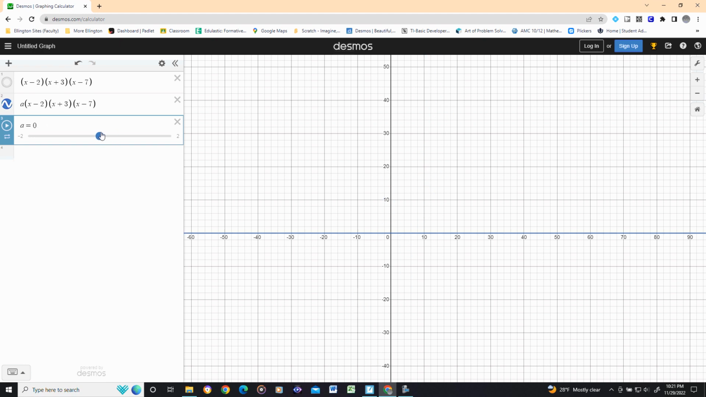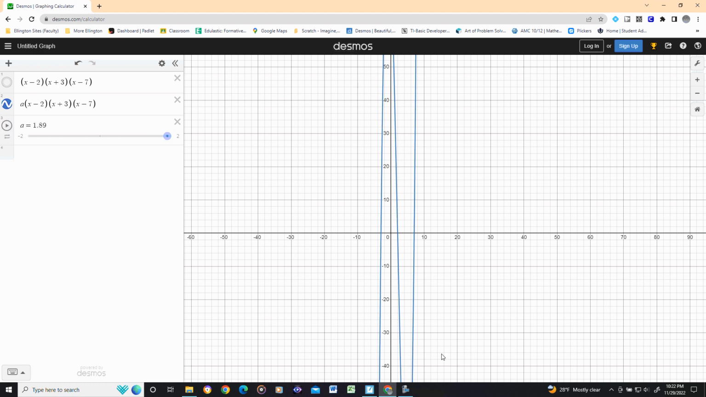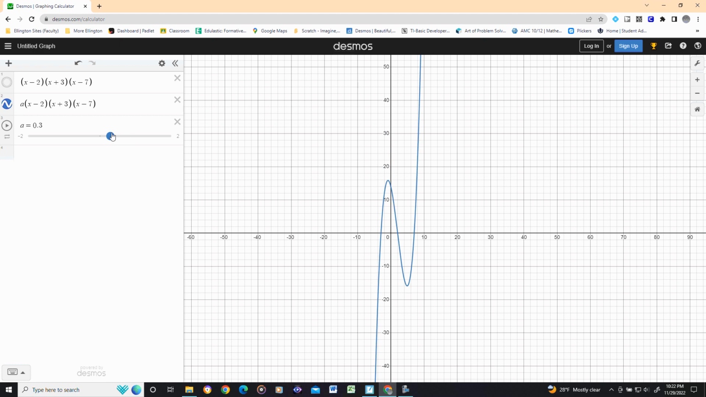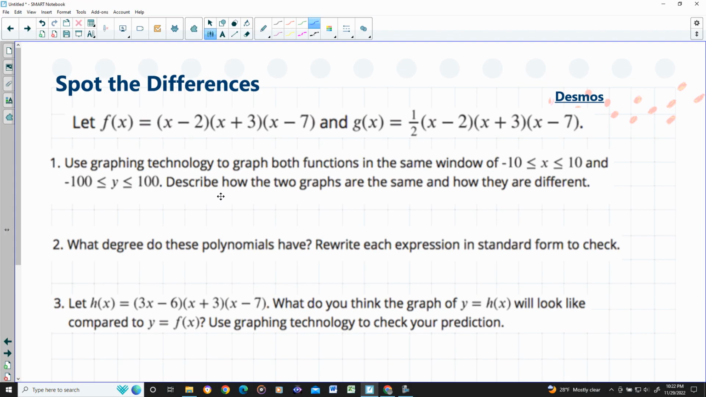When a goes to 0, the graph goes away, because now it's a line at 0, so the graph flattens out. That's interesting, isn't it? So that describes a lot of what's happening with that scale factor. The scale factor is what influences the stretchiness of the graph and some of the values that you see.